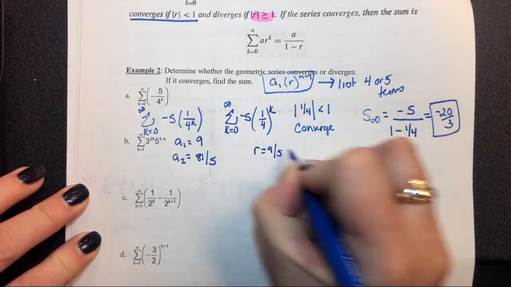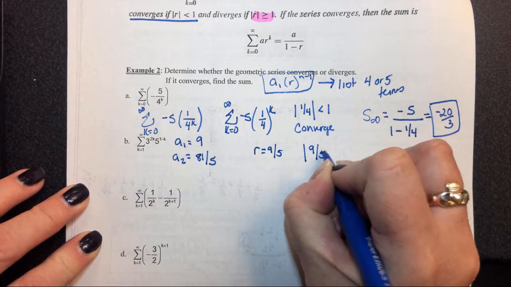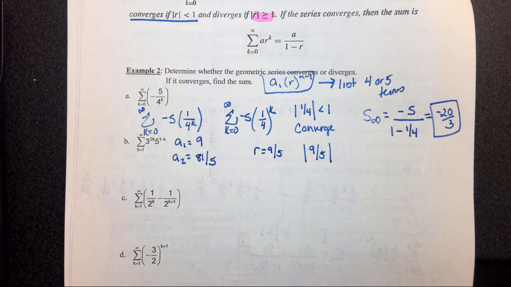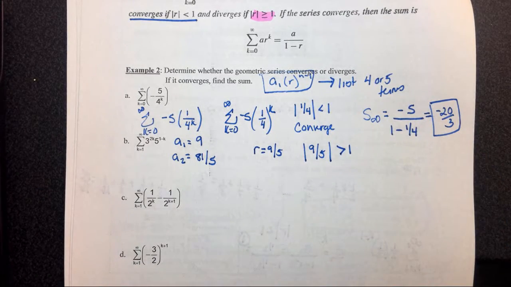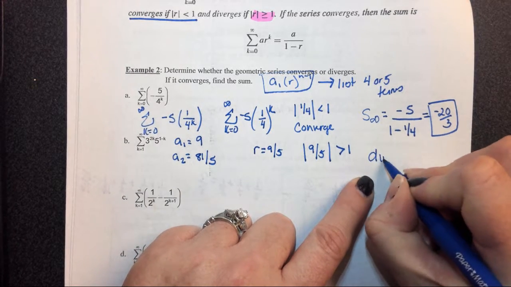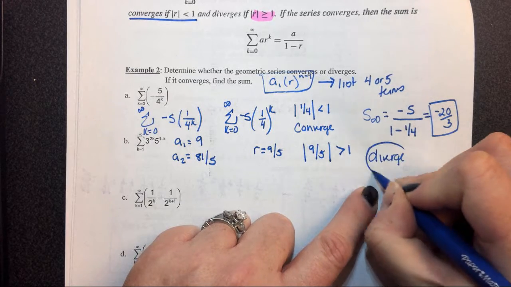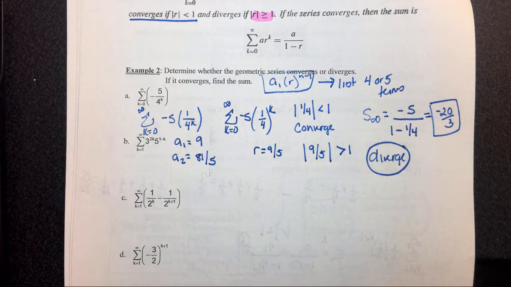9 over 5. So now, what's the absolute value of 9/5? Is that less than 1 or greater than 1? Greater than 1. So since it's greater than or equal to 1, will this series diverge or converge? Diverge. Any questions on B? Now let's take a look at C.